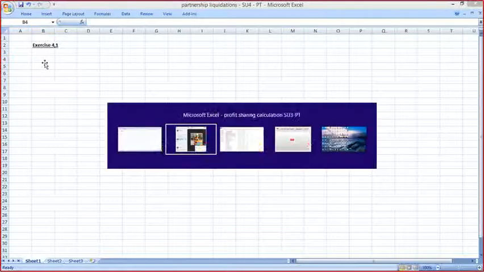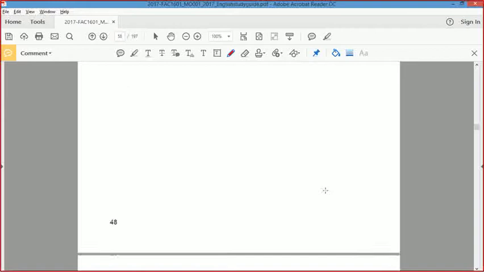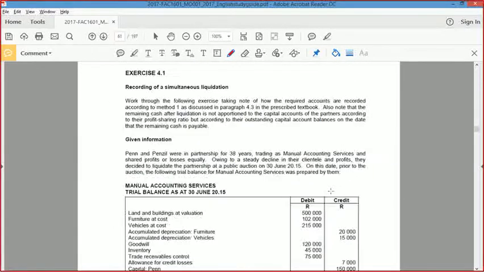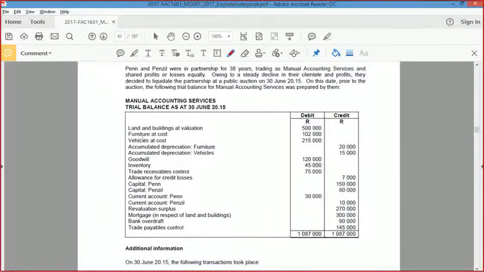I'm going to put up the question quickly. Here it is. Study unit 4. We're looking at 4.1, which is your first example looking at a simultaneous liquidation question. So it doesn't matter what question you've been given. Step number 1 is to do what? Look at the elements. Good. So quickly go through the elements and tell me what they are.